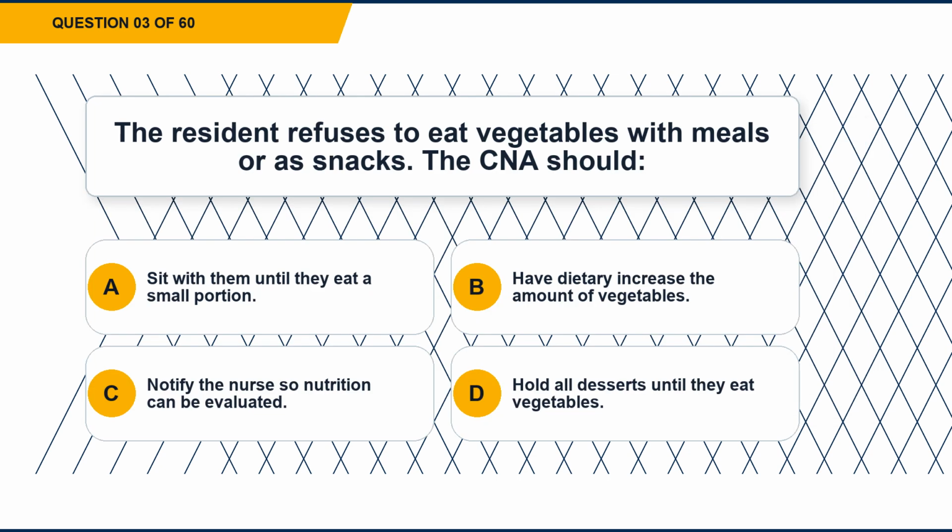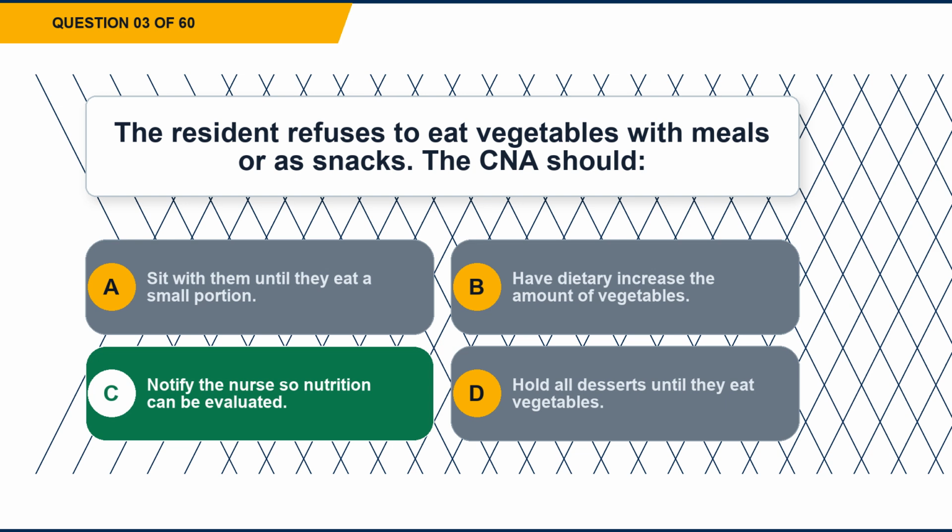Question 3. The resident refuses to eat vegetables with meals or as snacks. The CNA should. Option A. Sit with them until they eat a small portion. Option B. Have dietary increase the amount of vegetables. Option C. Notify the nurse so nutrition can be evaluated. Option D. Hold all desserts until they eat vegetables.